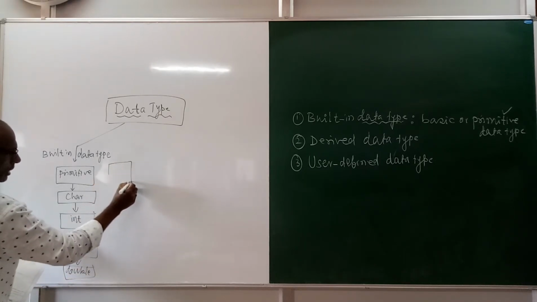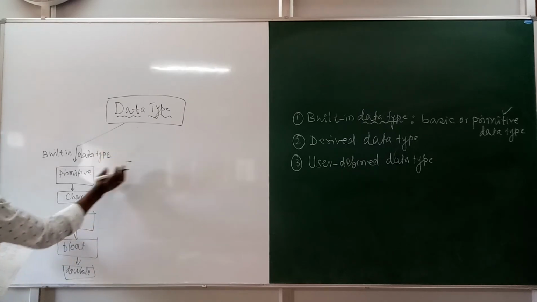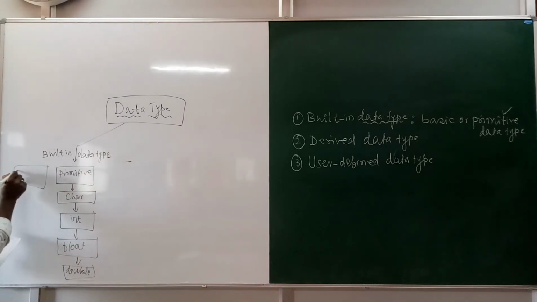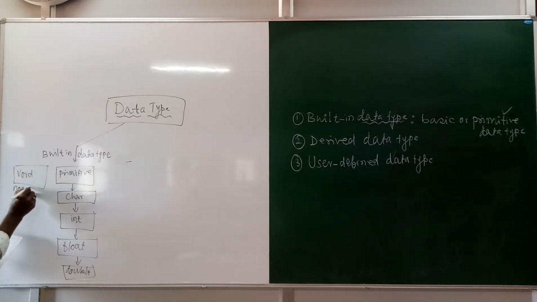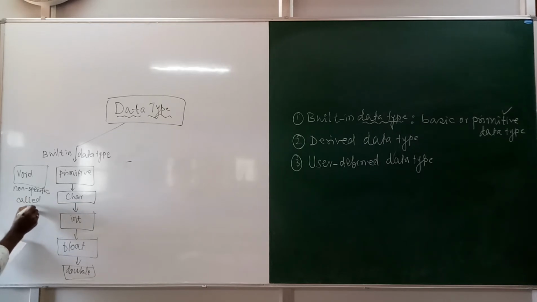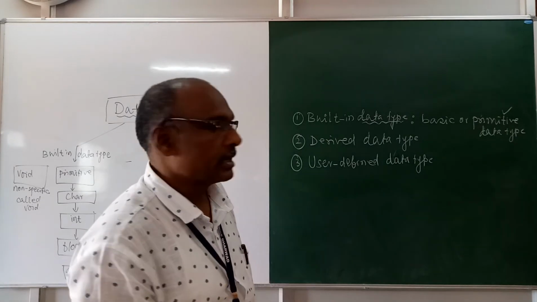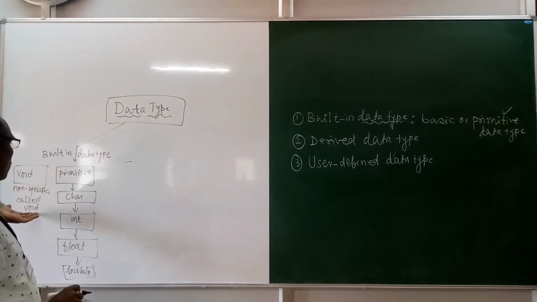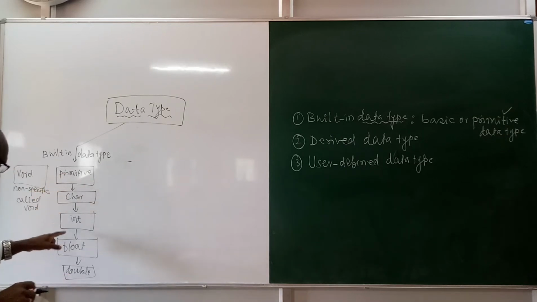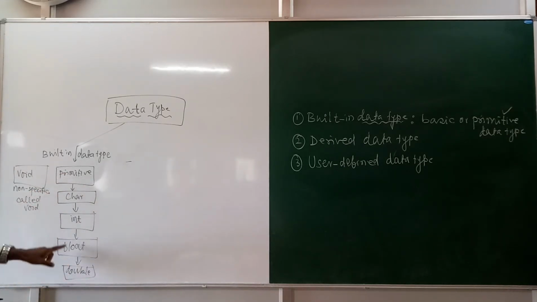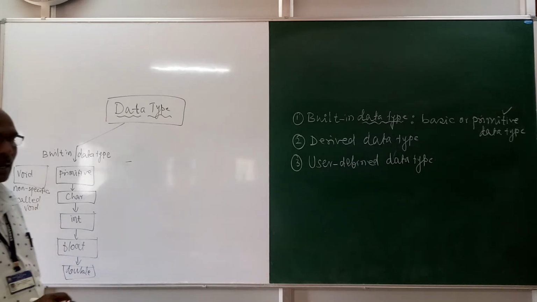There is no space. So what is called here as void, VOID, void. This is non-specific, called void. Normally we use the phrase called null and void. Non-specific is called void here. These are the different primitive data types or built-in data types in C language.